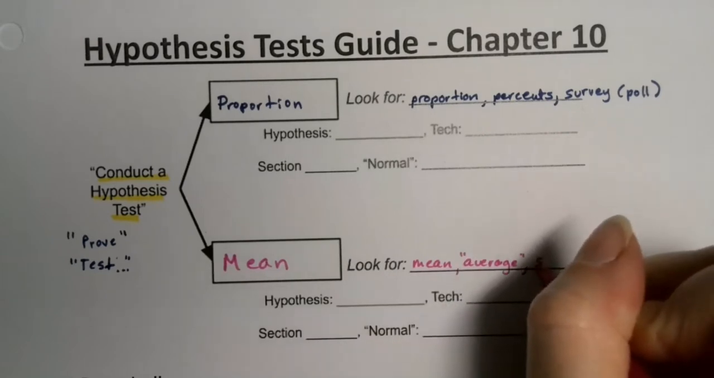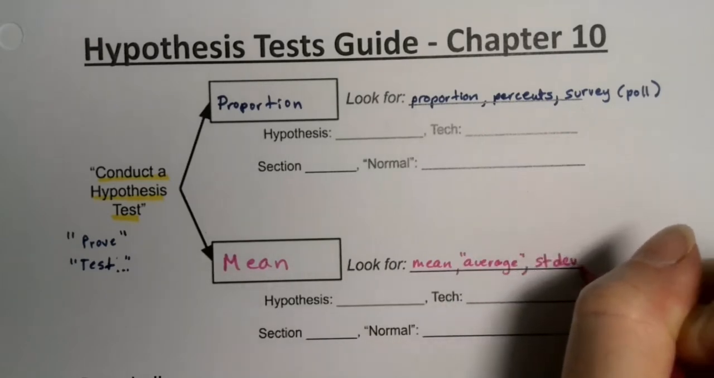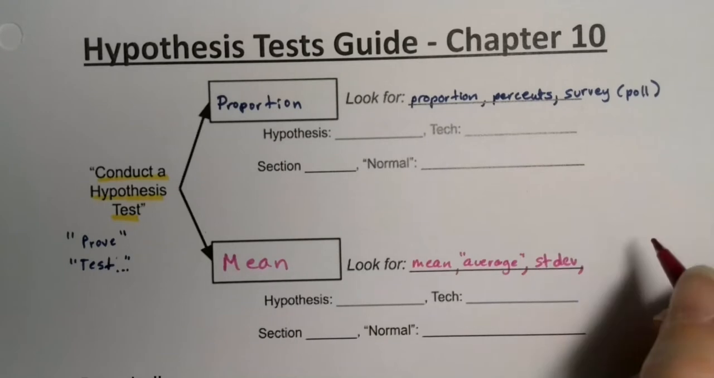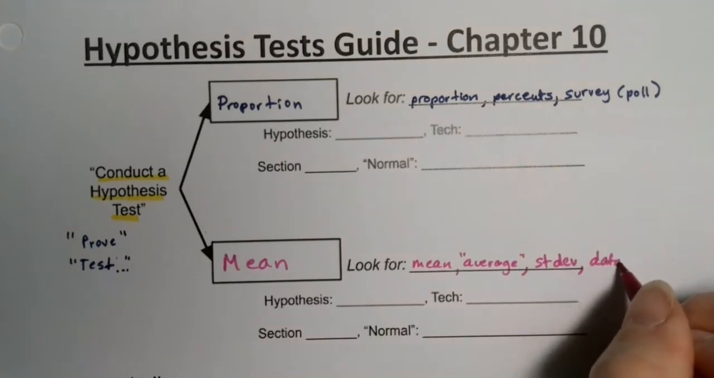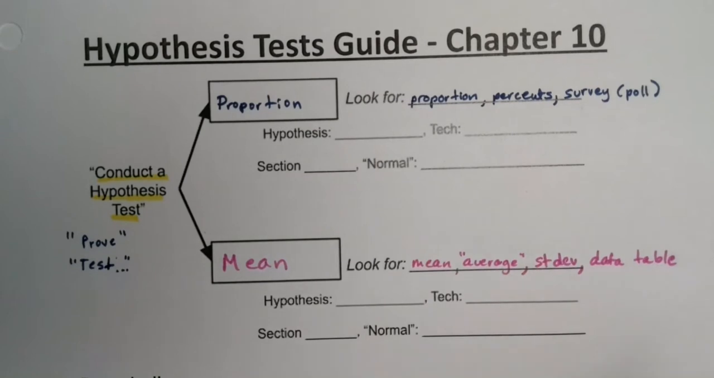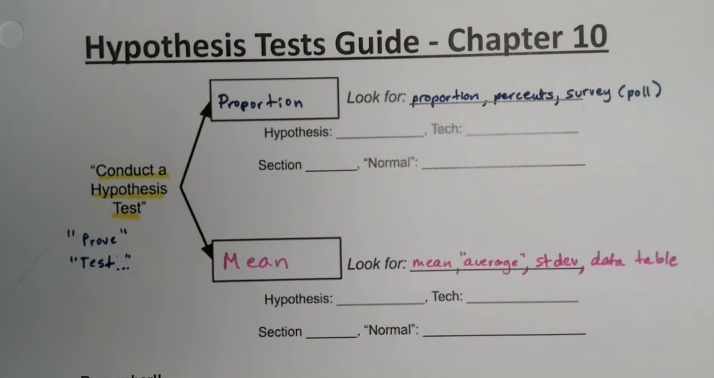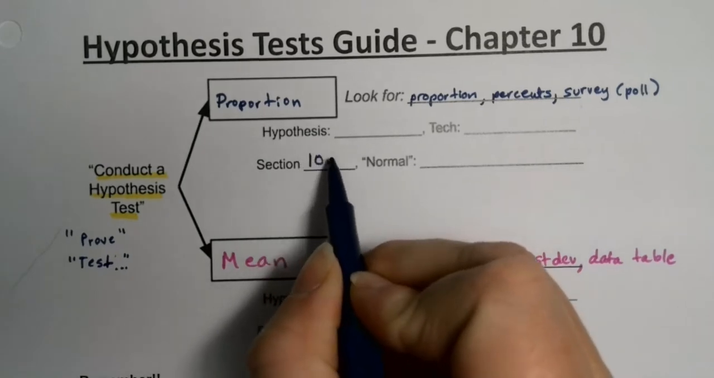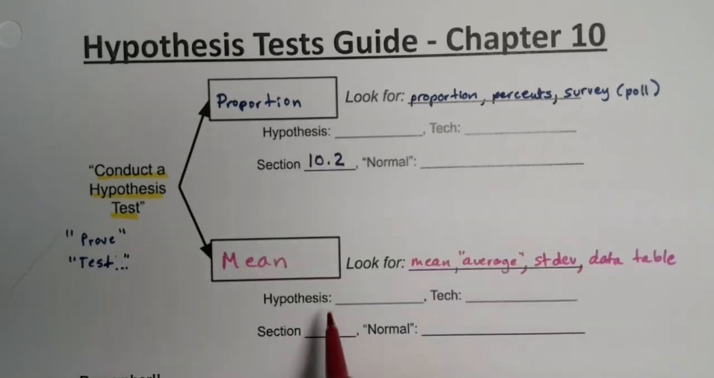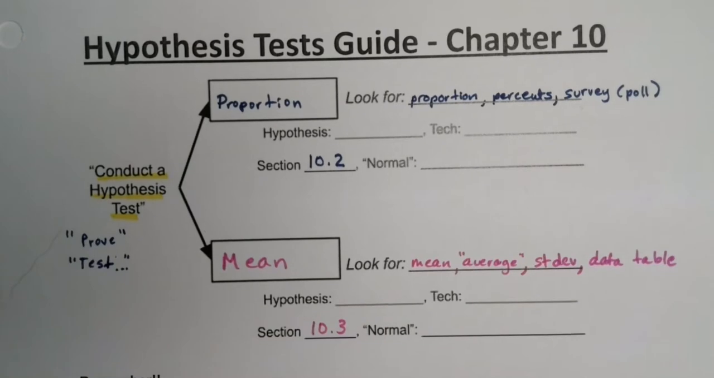If the standard deviation is somewhere in the problem, and if you see a data table sitting in the problem, that is going to be a mean question. We do not do proportion questions that way. We do mean questions that way. All right, now we already saw this, but I'll say this was section 10.2. This was section 10.3.